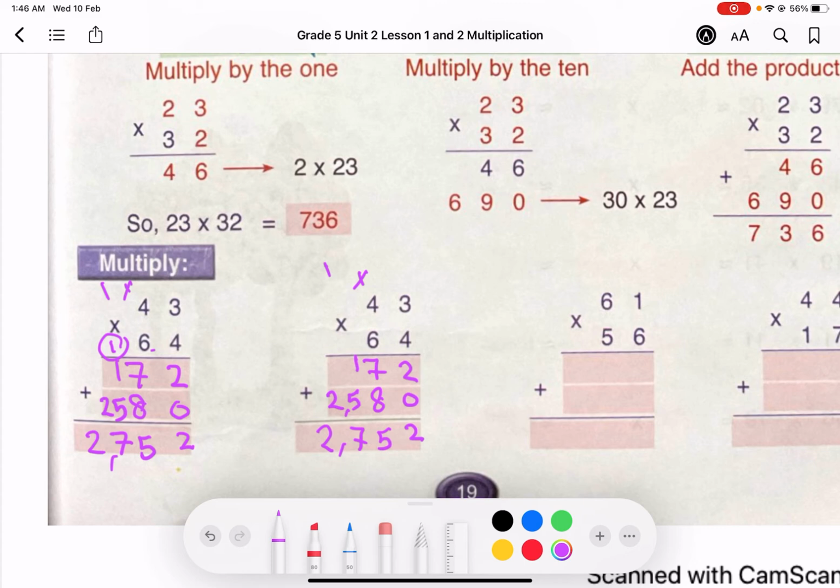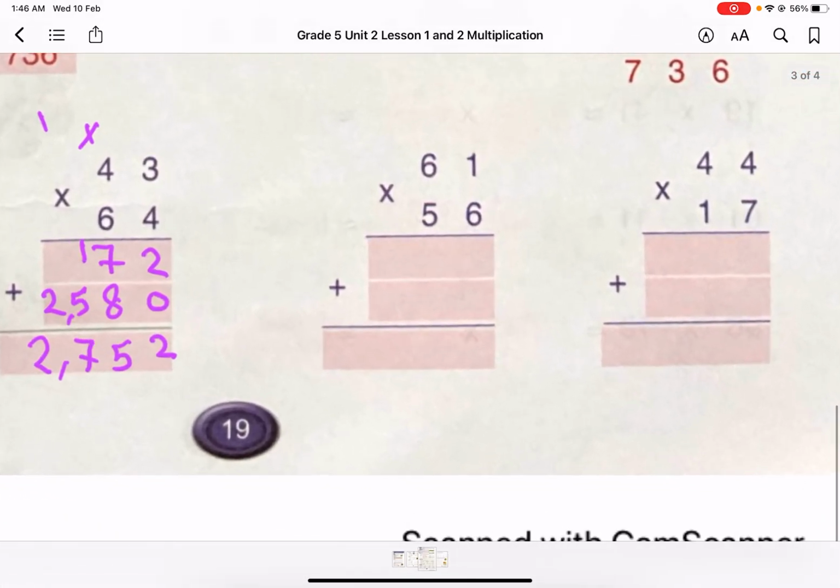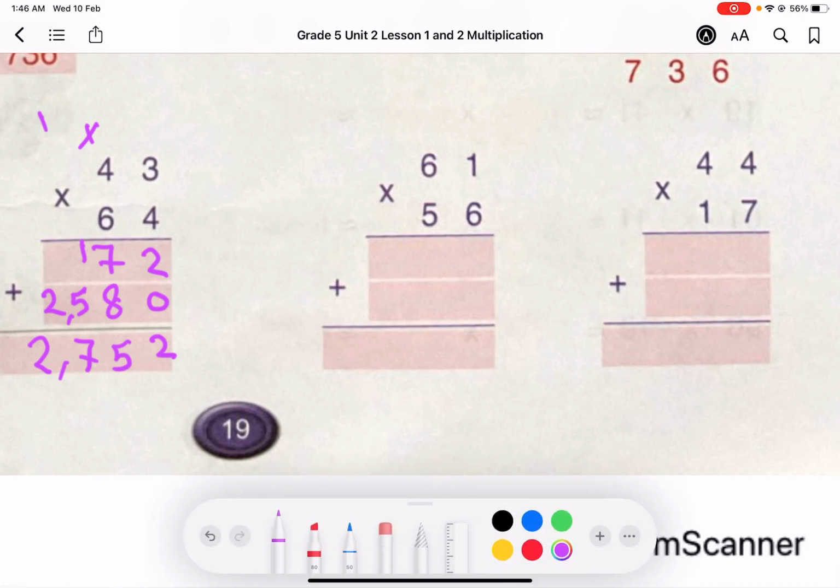Now let's go to this question. I will give you 1 minute to solve it alone. It is 61 multiplied by 56. You are solving using the vertical way. You are going to multiply 61 by 56.